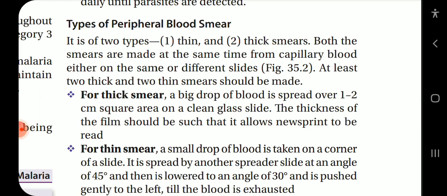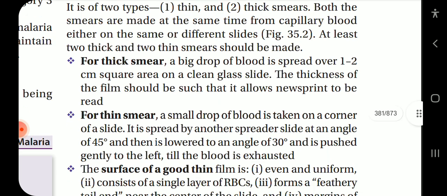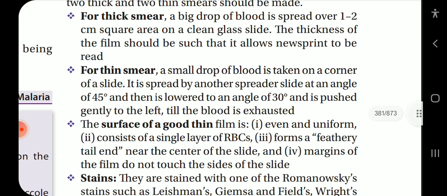Types of peripheral blood smear. It is of two types, thin and thick smears. Both the smears are made at the same time from capillary blood, either on the same or different slides. At least two thick or two thin smears should be made. For thick smear, a big drop of blood is spread over a 1 to 2 cm square area on a clean glass slide. The thickness of the film should be such that it allows newsprint to be read.